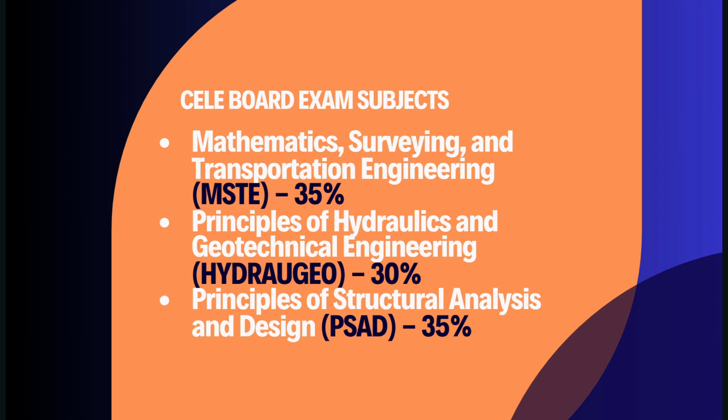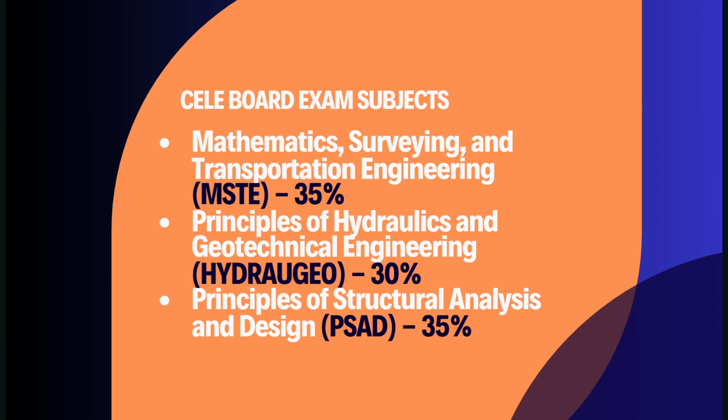So let's say you have gotten 83 out of 100 in PSAD, then that 83 is multiplied by 0.35. So your score for that specific subject is 29.05. And then, suppose you have gotten 90 out of 100 in Hydrogeo, then 90 is multiplied by 0.30. So that's 27 out of 30. So 27 plus your score in PSAD, which is 29.05. So you can add that.